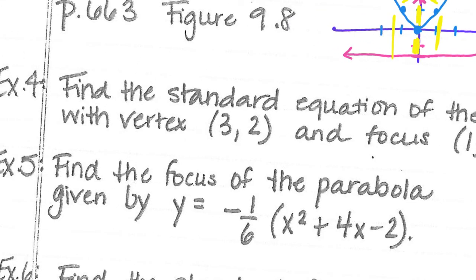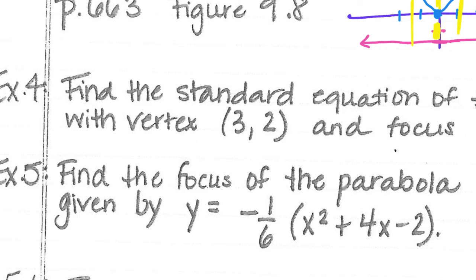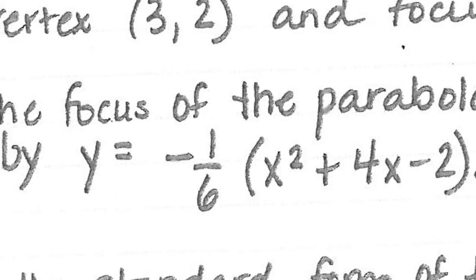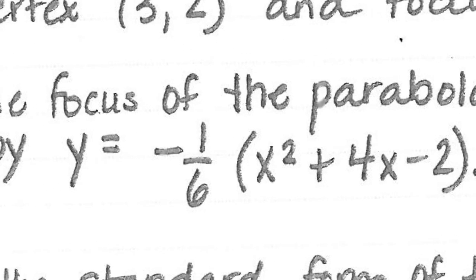My next question says, find the focus of the parabola given by this mess. Y equals negative 1/6 x squared plus 4x minus 2. So I'm just going to focus on this right here. The first thing I want to do is get rid of the 1/6, and how I'm going to do that is I'm going to multiply it over. So I have negative 6. I can multiply each side by negative 6. Negative 6y is equal to x squared plus 4x minus 2.